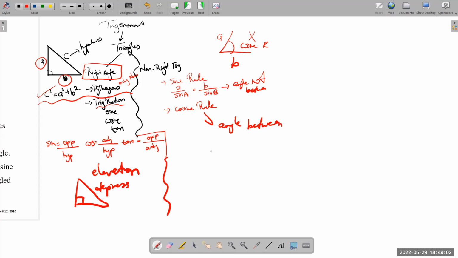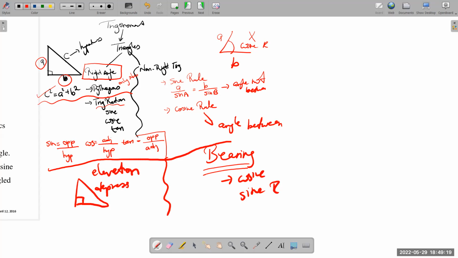Versus when you get bearings. Anybody realize bearings always form a random triangle? So when you're doing bearings, guess what you're going to have to use? You're going to have to use either the cosine rule or the sine rule. Everybody see the difference? These two things are an extension of the topics before. Elevation and depression is an extension of the right angle triangle laws. Bearing is an extension of the non-right angle laws. Everybody see the connection?